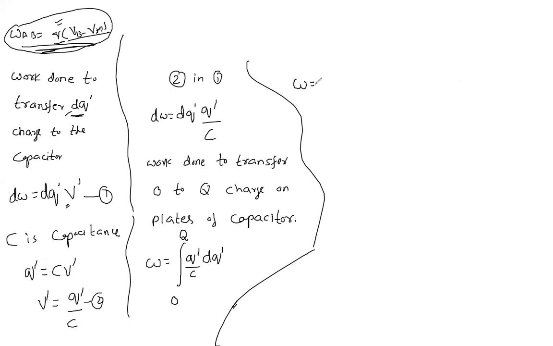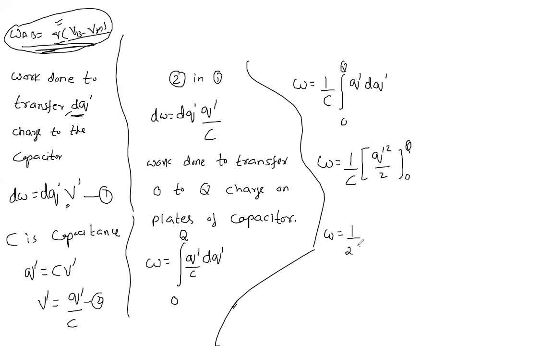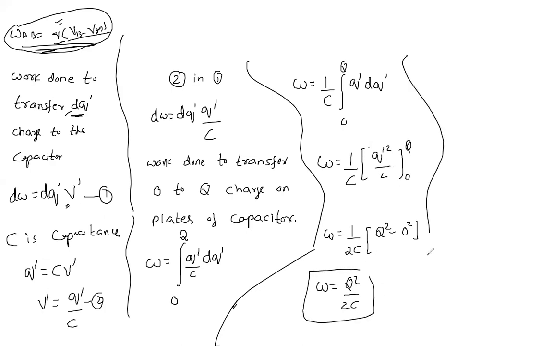Next, you can take 1 by C outside. It's the integral from 0 to capital Q of Q prime dq prime. So the work done is 1 by C times Q prime square over 2, with limits from 0 to capital Q. It's 1 by 2C times Q square minus 0 square. So work done is Q square by 2C.